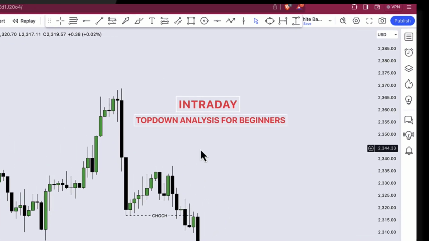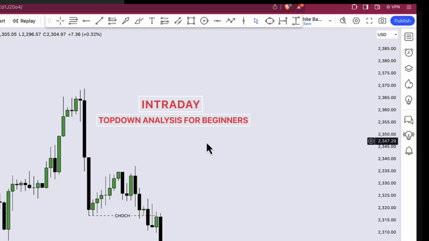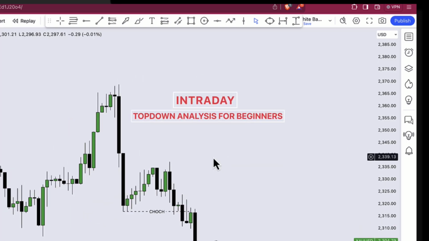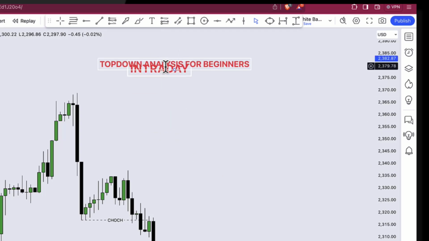So I want to show you how to do intraday top-down analysis. Doing this will help you to know what your bias for the day is. Let me show you the time frame that is best suited for you as an intraday trader. I want to believe that you already know breakout structure, market structure shift, fair value gap, mitigation block, and order block. If you have not watched the videos, they are right there on this YouTube channel. Go ahead and watch them.